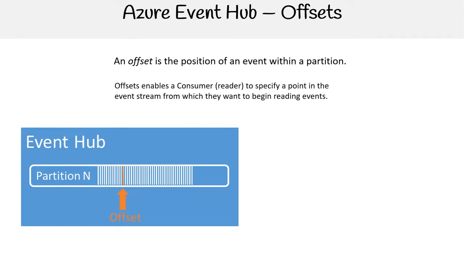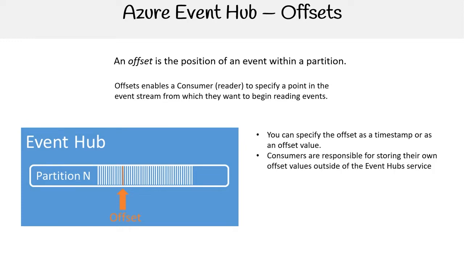Offsets enable a consumer or reader to specify a point in the event stream from which they want to begin reading events. You can specify the offset as a timestamp or as an offset value. Consumers are responsible for storing their own offset values outside of the Event Hub service. Within a partition, each event includes an offset. So there you go.